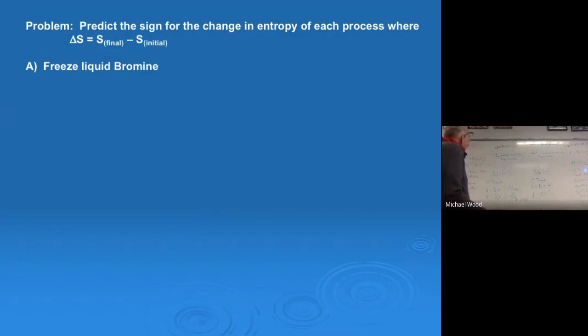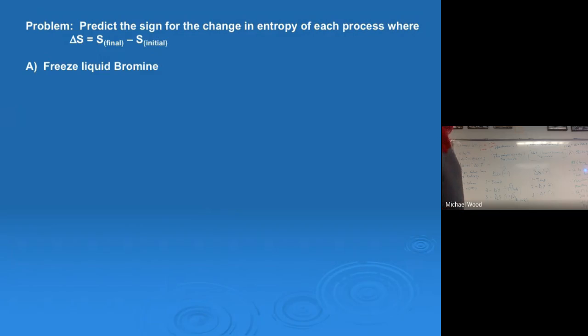So the way you find entropy change is equal to the entropy final minus the entropy initial. It's a little bit like delta H, okay? Or you could say the entropy of the products minus the entropy of the reactants. So it's the ending minus the beginning.